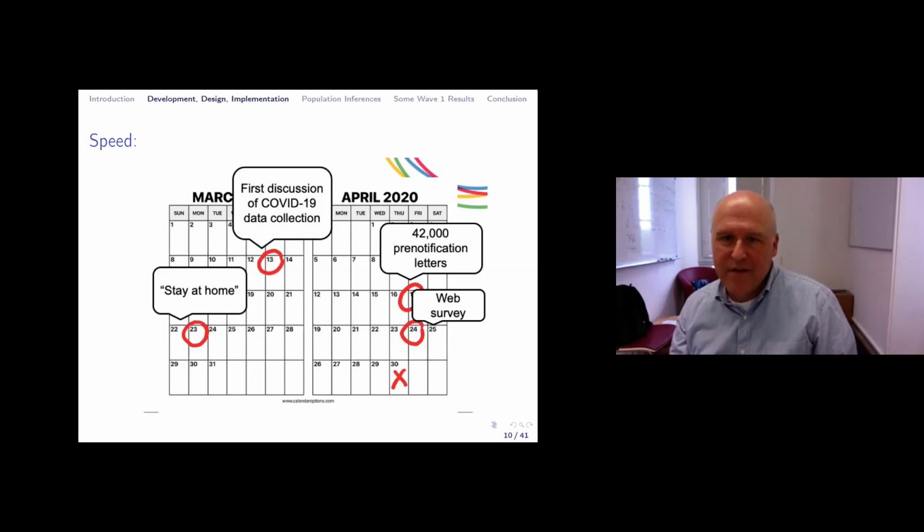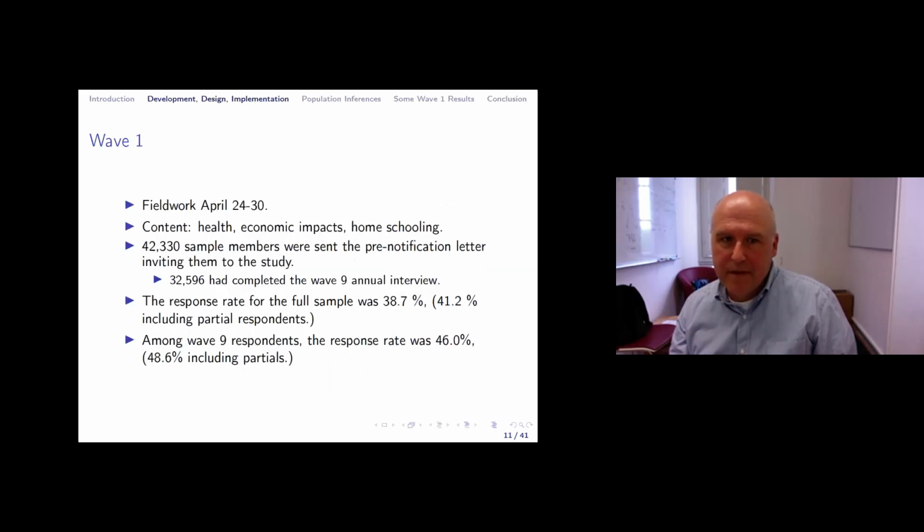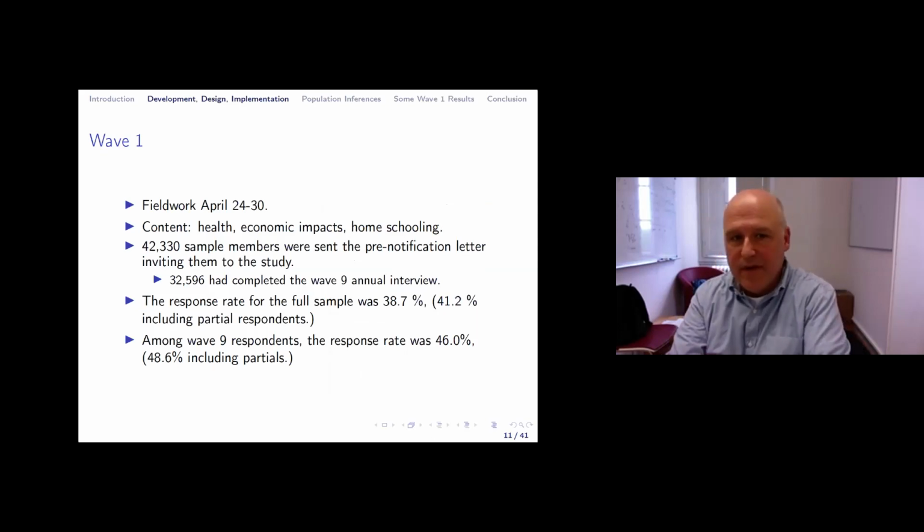In this case, it was very different. So just to tell you again about the field work. Wave 1 was in the field the last week of April. We focused the content on health, including experience of coronavirus or coronavirus symptoms, but also on access to healthcare and health behaviors, also on economic impacts, and we had a focus on homeschooling.